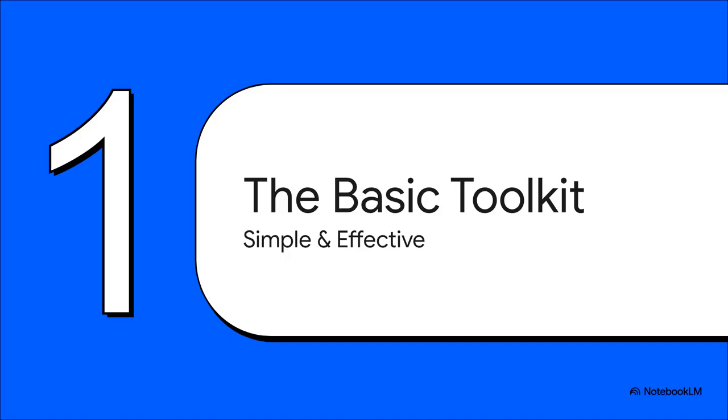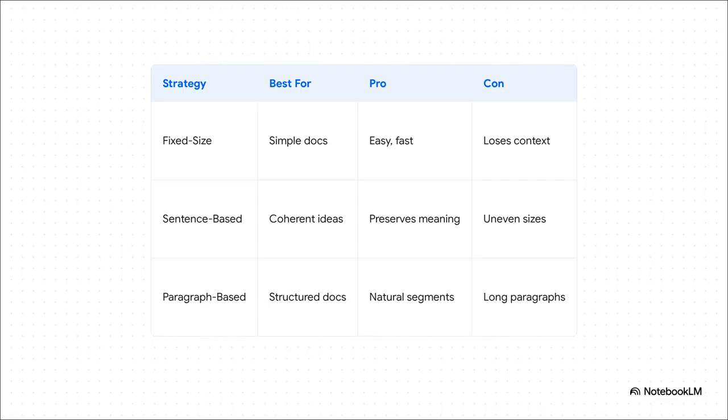These are your foundational methods. They're simple, they're fast, and a lot of the time, they're all you're going to need. Think of these as your essential hammer, screwdriver, and wrench. Every builder needs them. Let's break these down. First up, fixed size. This is the simplest of all. It's like telling your program, just cut the text every 200 words, I don't care where. It's super fast, but you could easily slice a sentence right in half and just destroy the meaning.